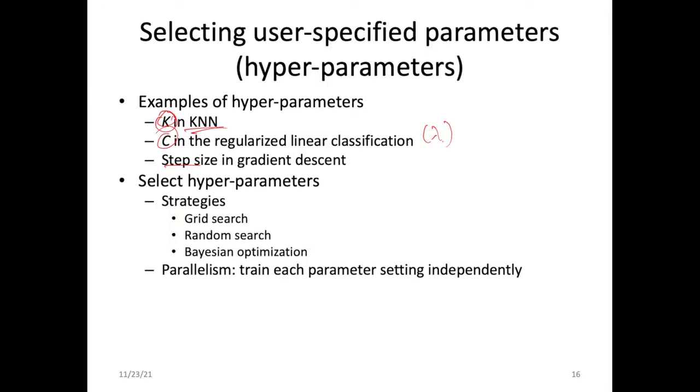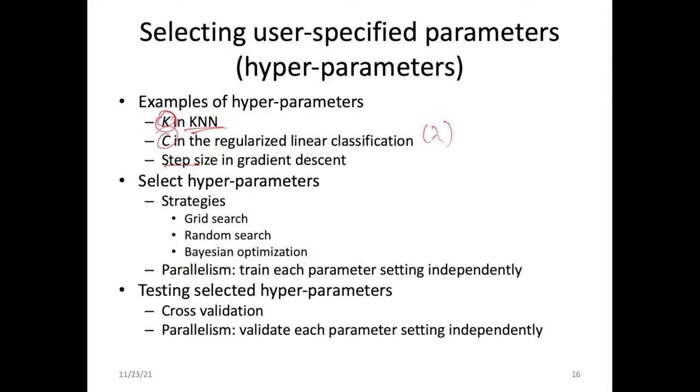Then there are some strategies: grid search, random search, or Bayesian optimization. I don't plan to talk about this in detail because I will talk about this again in my other course. If you are interested in this kind of topic, you can take my other course in the future. But anyhow, I will tell you grid search and random search.